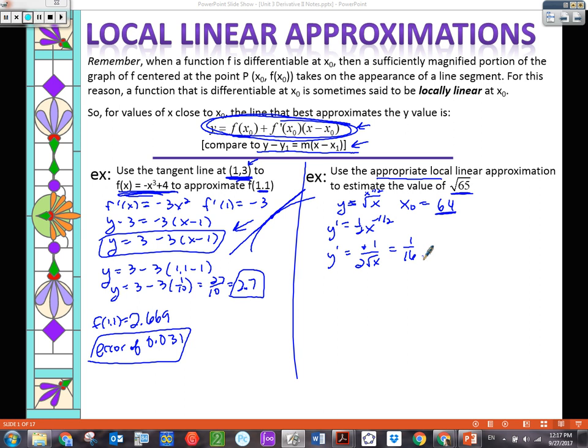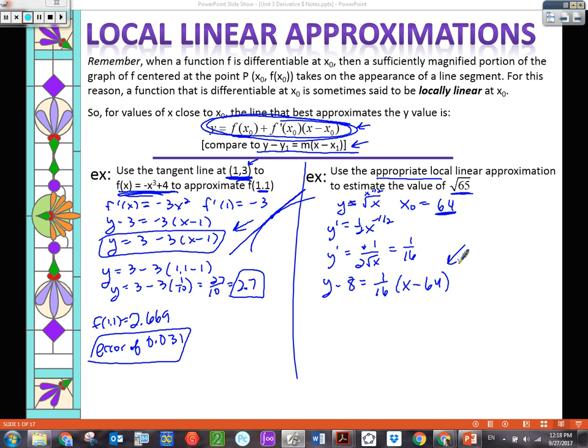Okay, so we got our slope. We have our x value. We need our y value. Where are we going to go? Back to the original function. So I'm going here to find my y value. So the square root of 64 we know is 8. So here we go. So we have y minus 8 equals 1/16 times x minus 64. This is the vehicle we will use to make our approximation, that tangent line. Okay, so we really didn't do anything much different than the first problem, except we were responsible for coming up with the equation.